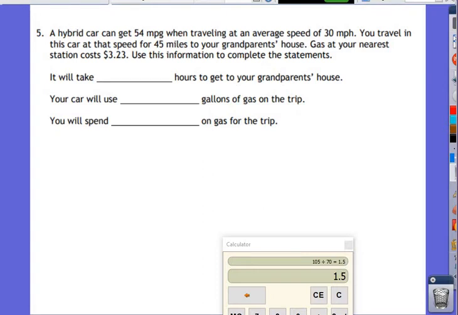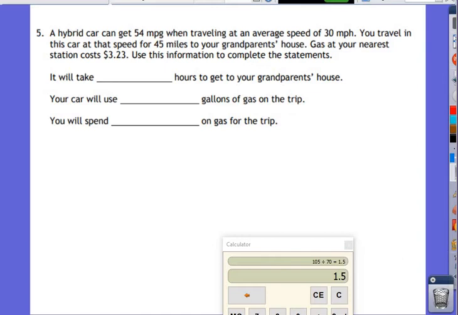It reads, a hybrid car can get 54 miles per gallon when traveling at an average speed of 30 miles per hour. You traveled this car at that speed for 45 miles to your grandparents' house. Gas at the nearest station costs $3.23. Is that going to be the total bill or the $3.23 for how much? That's how much a gallon costs. It says use this information to complete the statement.